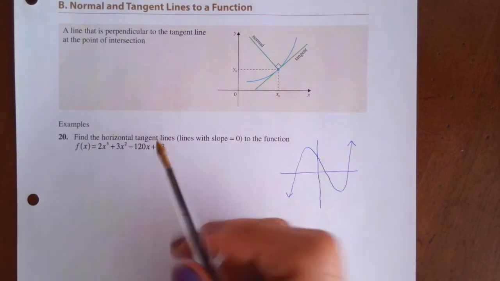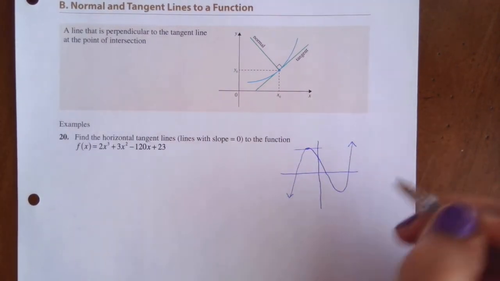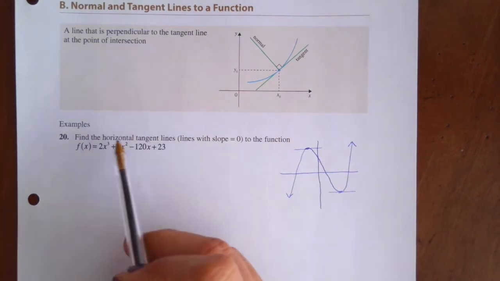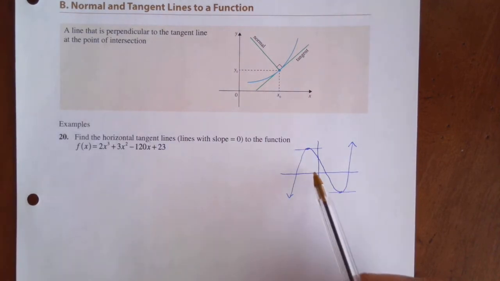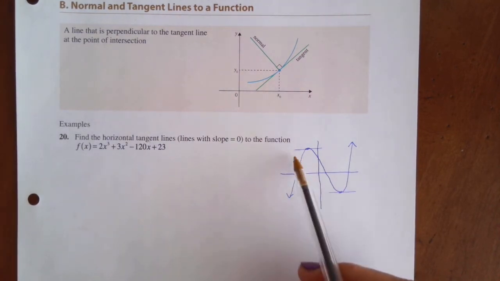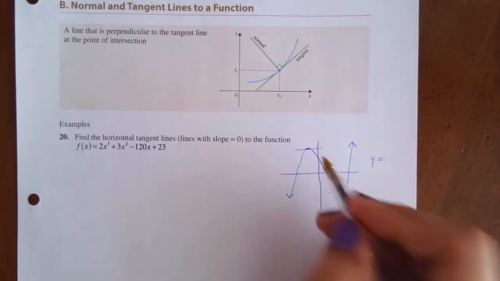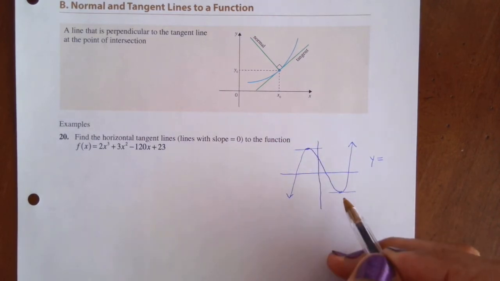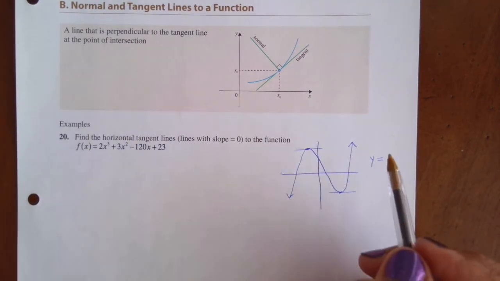Remember, horizontal tangent lines are at maxes and mins. So here's the horizontal tangent line, and right here. Now, here's the thing. Find the horizontal tangent line. If you're writing an equation of a horizontal line, the equation of any horizontal line is y equals whatever the value is, right? So that's what I'm trying to figure out. What are the y values here? Do I need calculus for this? No, not if I have a calculator, but I want to show you how to do this using calculus.